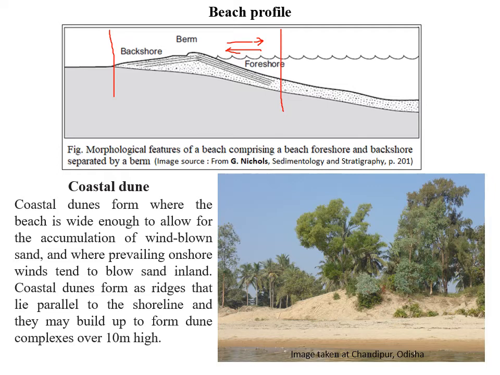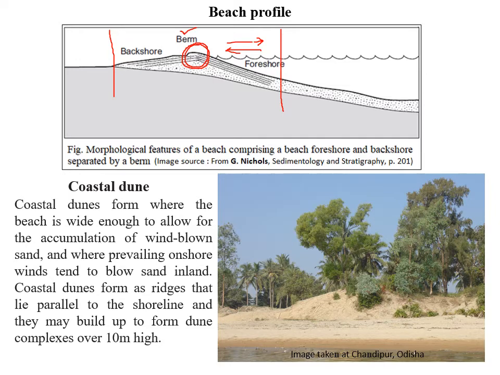Now, the sediments which are deposited in the foreshore areas during the high tide are pushed far towards the inland areas and deposited in this portion, which is a raised area that separates the backshore part from the foreshore part. This portion is known as berm. Beyond berm, in the far inland part, is the backshore part.